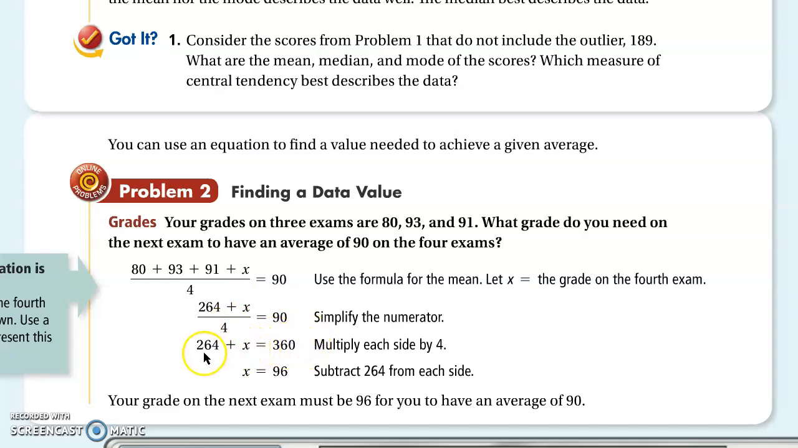Then I can just subtract 264, and that means in order to get a 90 on the average for tests, on this next one, I'd have to score a 96%. If I score better than 96, it's over 90, and if I score less than 96, it's less than 90. If I want to get exactly 90%, I have to score 96% on that next test.